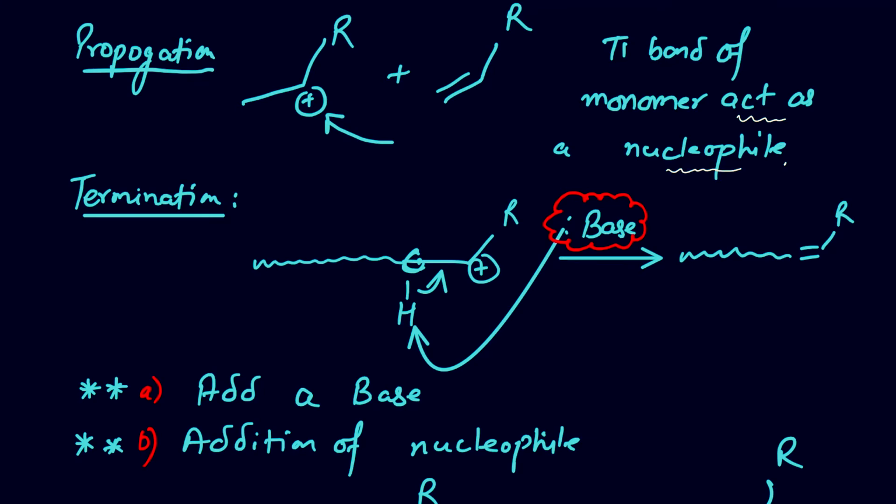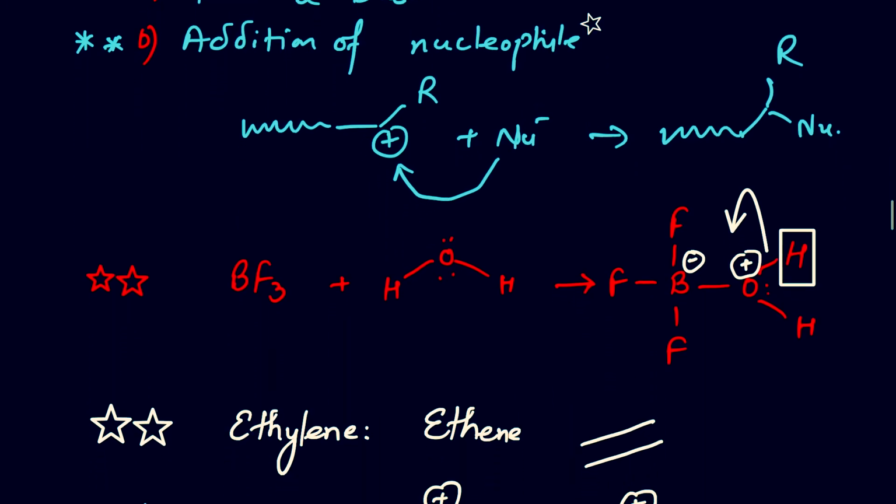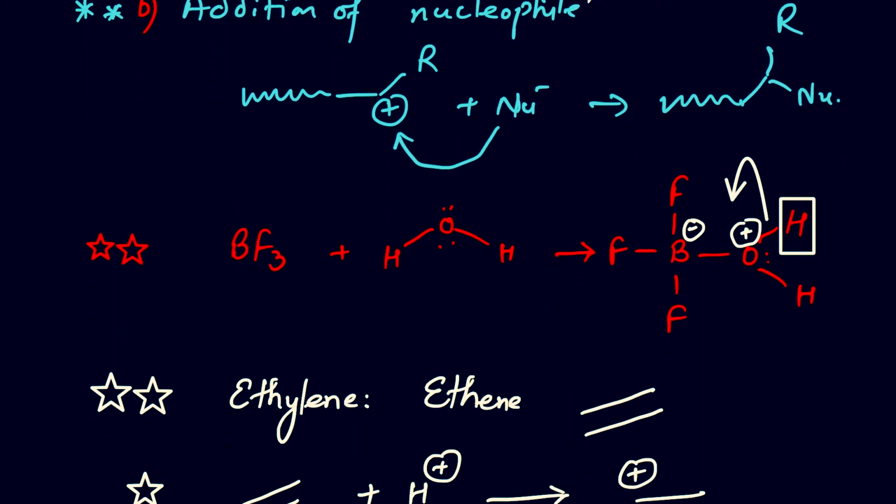The next step is the termination step. We can add a base to terminate this polymerization. So termination of this type of polymerization can be done either by adding a base or by addition of a nucleophile. A nucleophile can also block this type of polymerization. Now this is basically how BF3 with water forms this type of complex that can be used during the process.